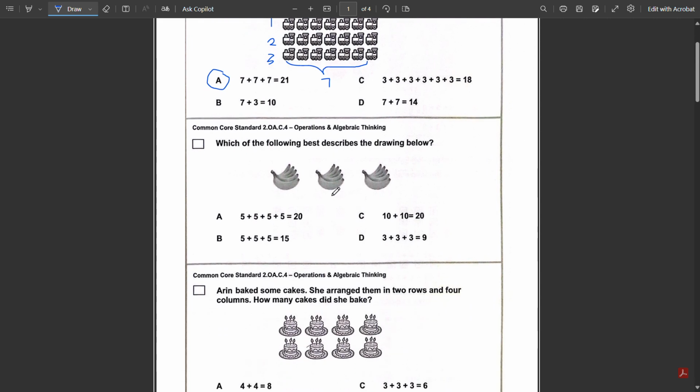Number 2, which of the following best describes the drawing below? So here we have 3 bundles of bananas, so 1, 2, 3. Each bundle has 5 bananas, and we can tell 1, 2, 3, 4, 5. So this is 5. And if we have to add 5 3 times, it would be B. 5 plus 5 plus 5 equals 15.